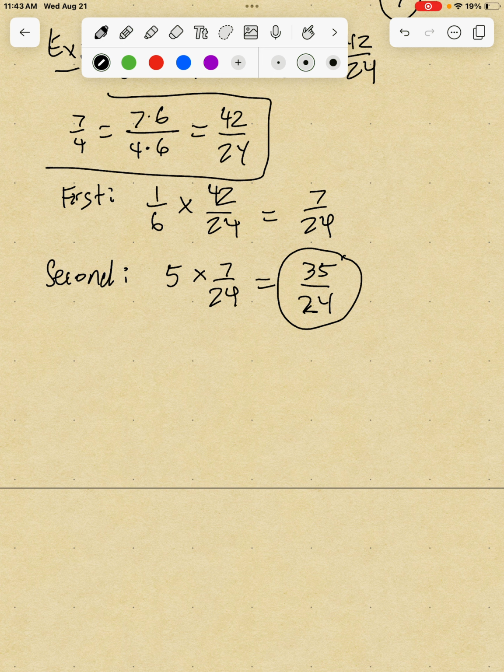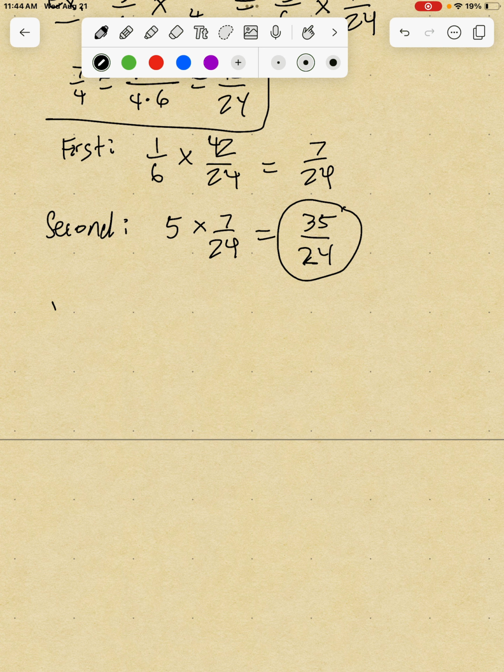Because again, we want to think of 7 over 24 as 7 of something. You take 7 units of length 1 over 24, and when you multiply that by 5, you get 35 1/24ths, which is 35 over 24. Okay, 35 24ths.